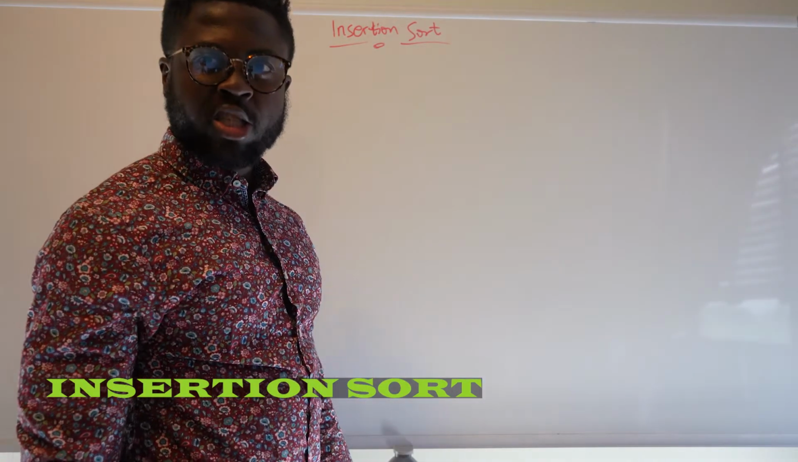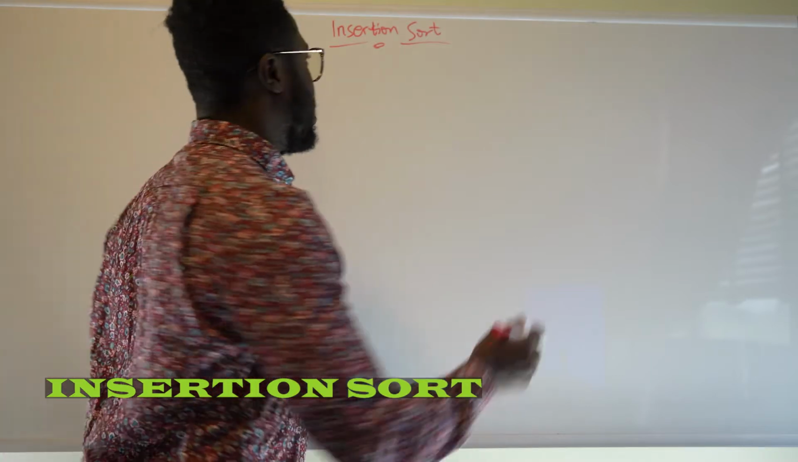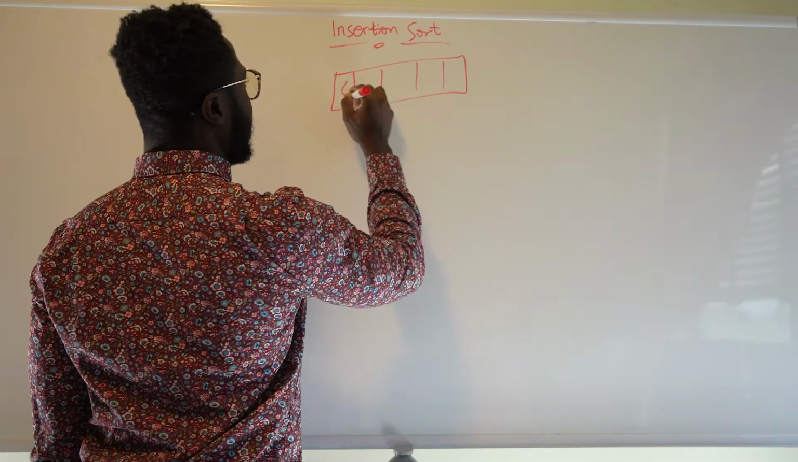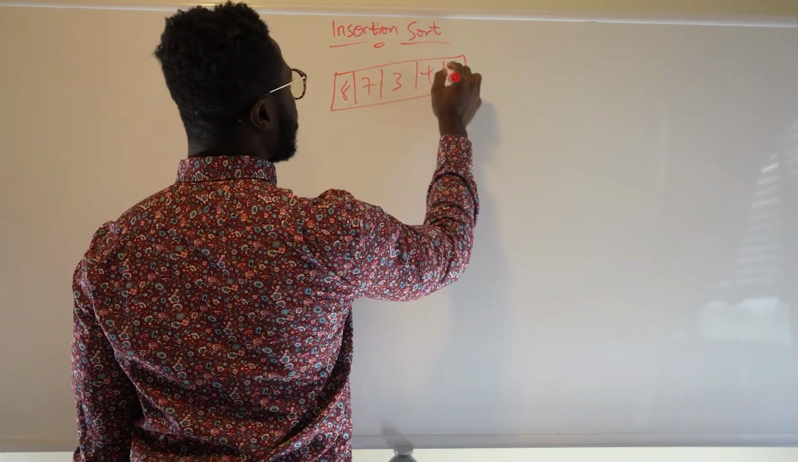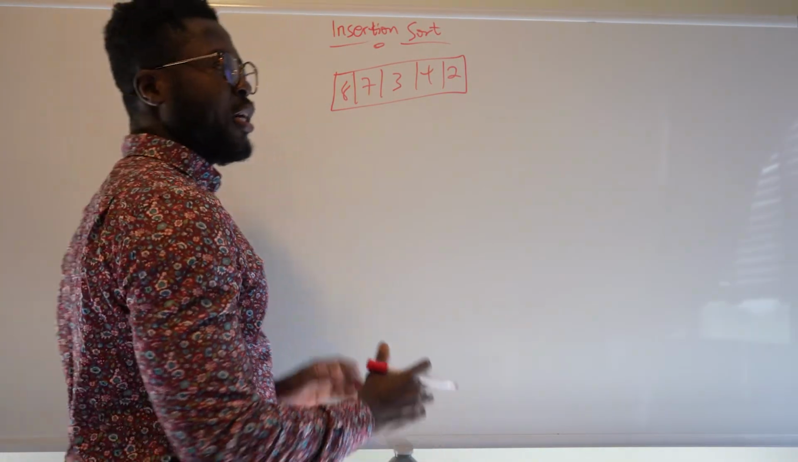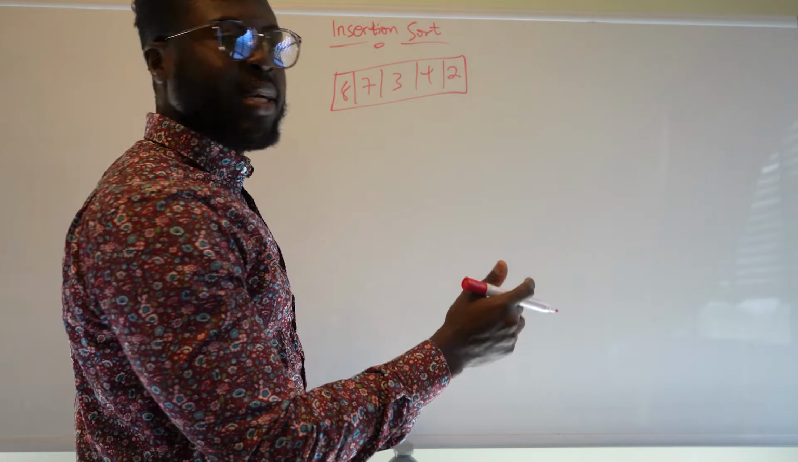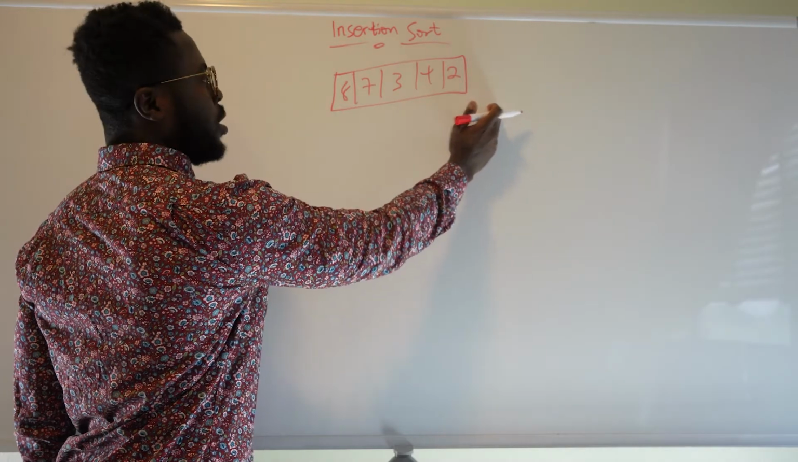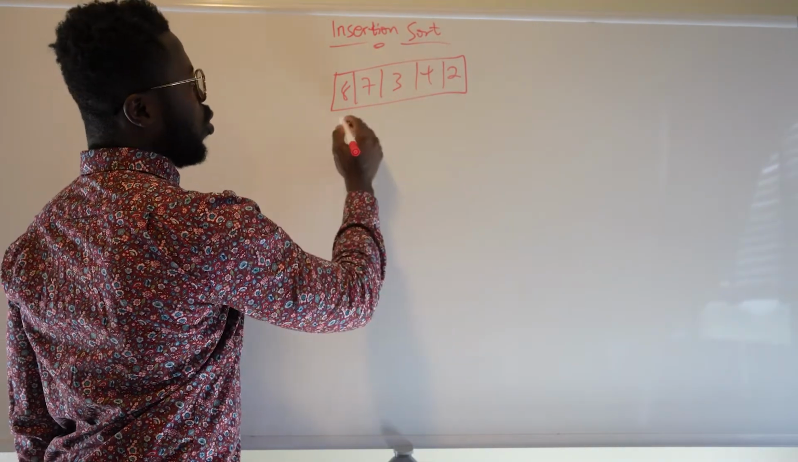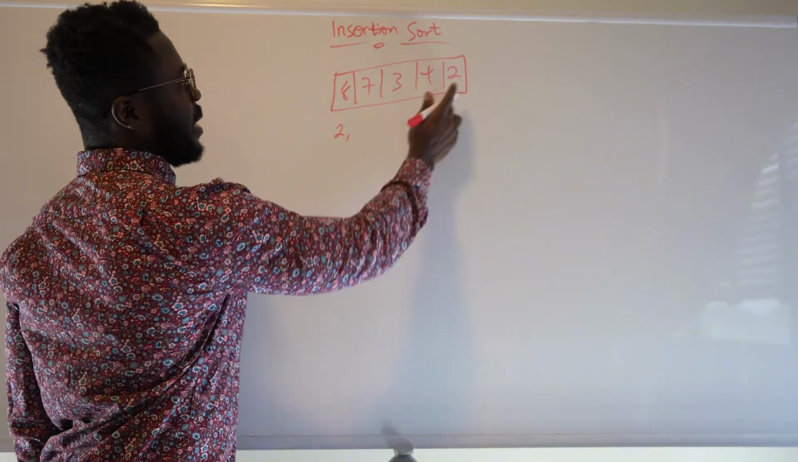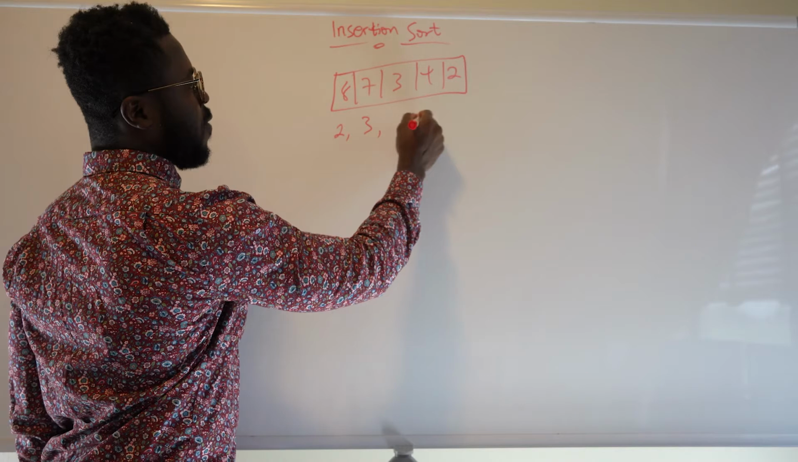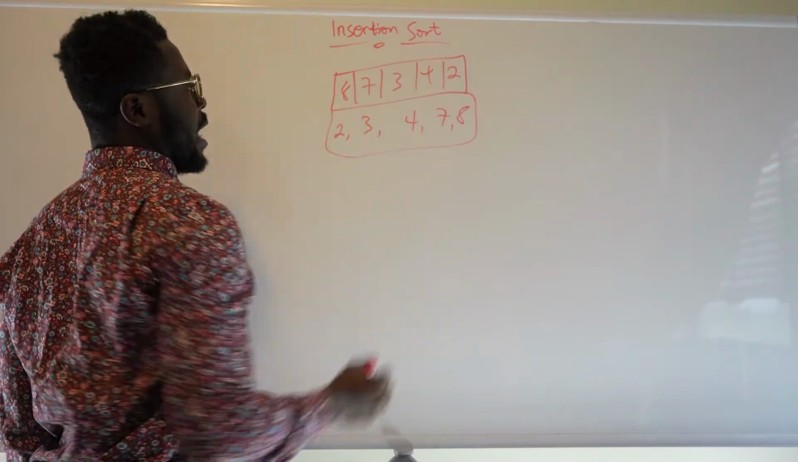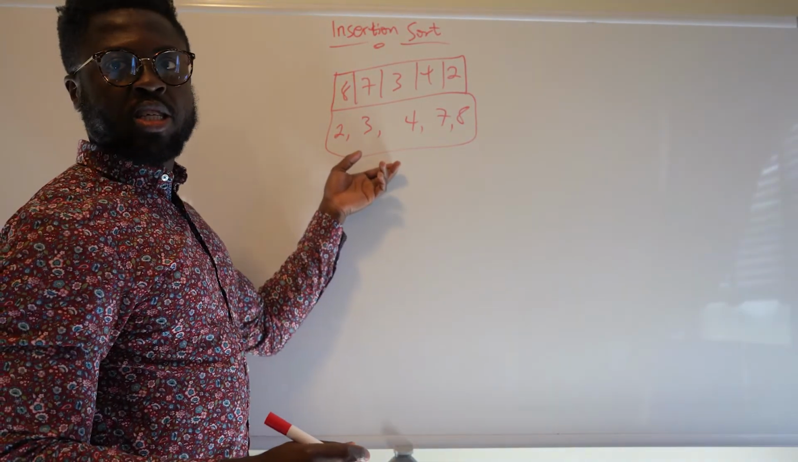Let's talk about insertion sort. So insertion sort is where you have this given input, 8, 7, 3, 4, 2, and you are going to have a left side and a right side, and you are going to keep inserting from this side and you keep going. So 2 will come, then 3 will come, 4 will come, 7 will come, then 8 will come. So then at the end, you have your insertion sort.